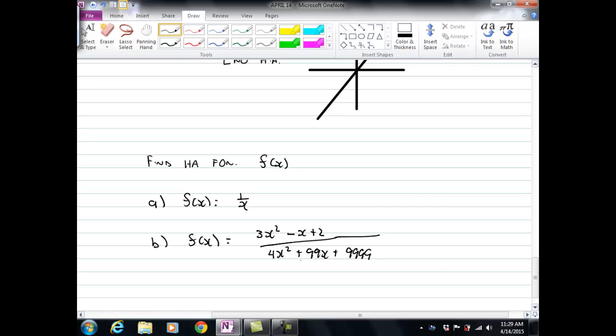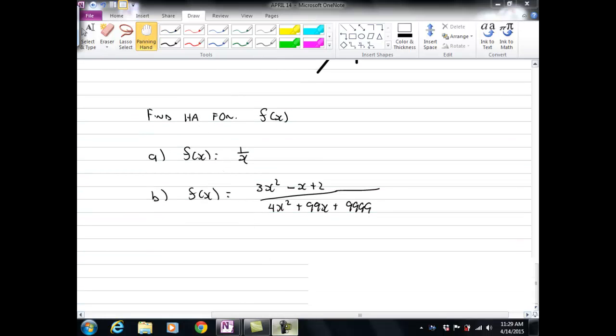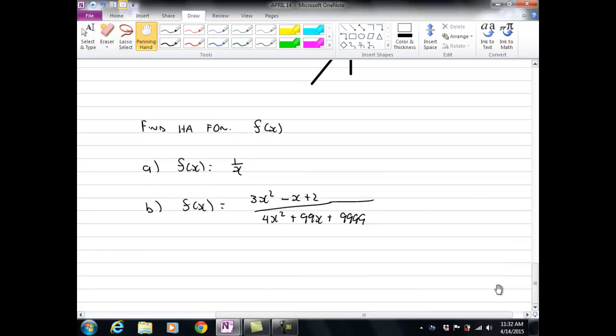How many of you did horizontal asymptotes in grade 12 before? Hands up. It's a few of you who did. I want to see what you remember from this. So I'm looking for the horizontal asymptotes. Really, which means, here we go.